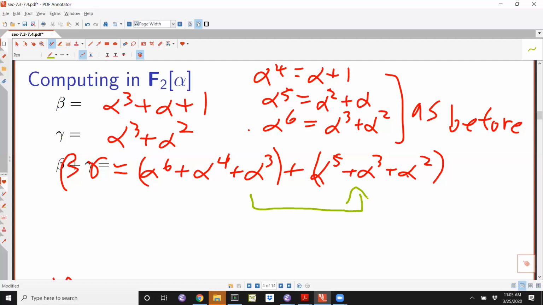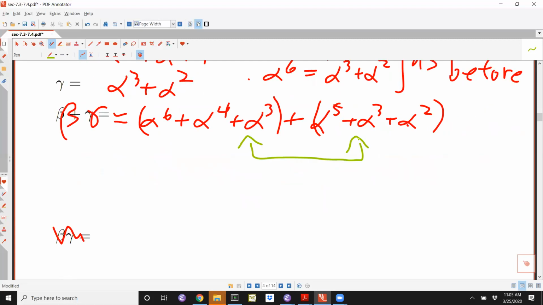Okay. So remember, 2 is equal to 0. Those two terms, the first alpha cubed and the second alpha cubed, cancel out, but everything else survives. So we get alpha to the 6th plus alpha to the 5th plus alpha to the 4th, plus no alpha cubes because the alpha cubes cancel out, plus alpha squared.